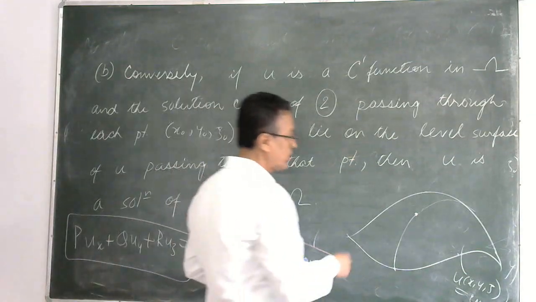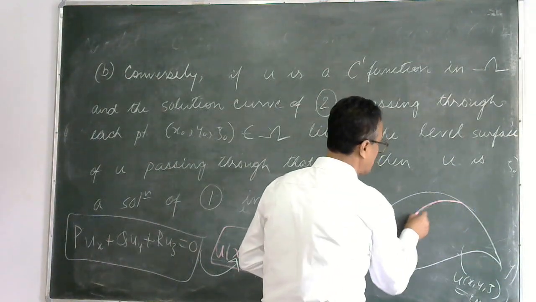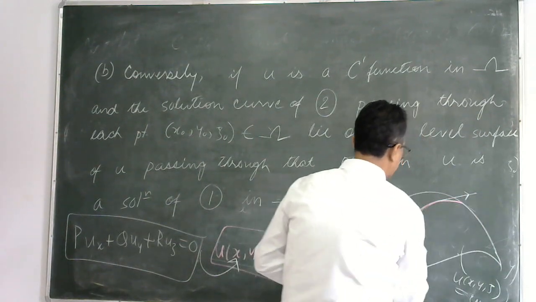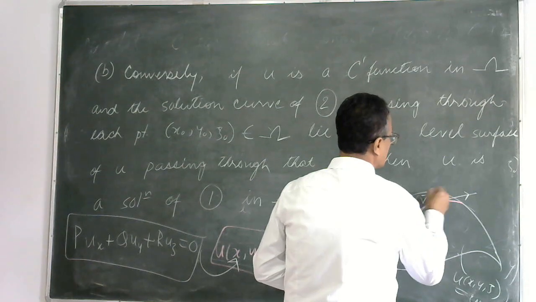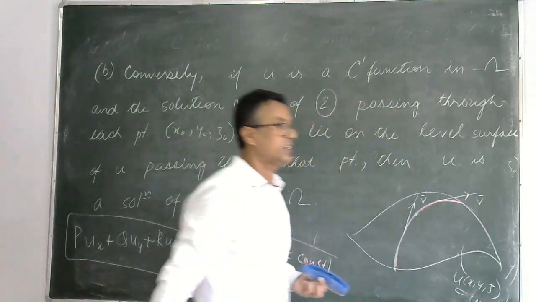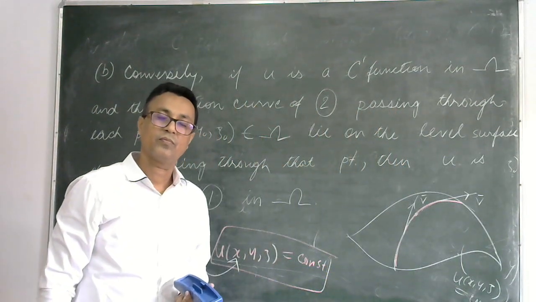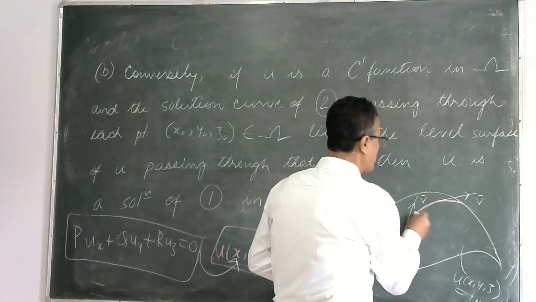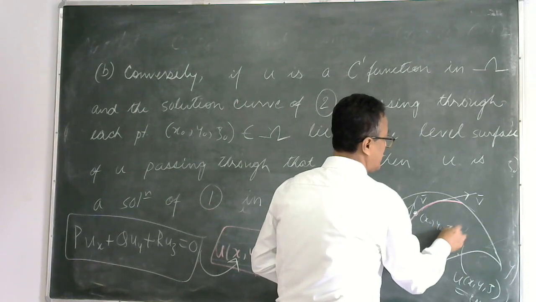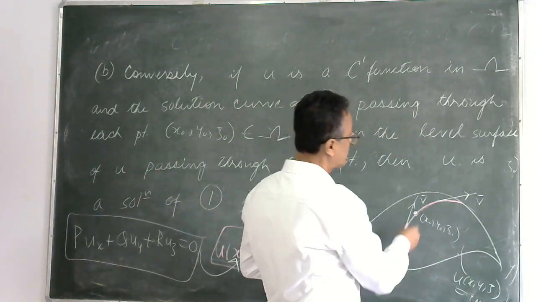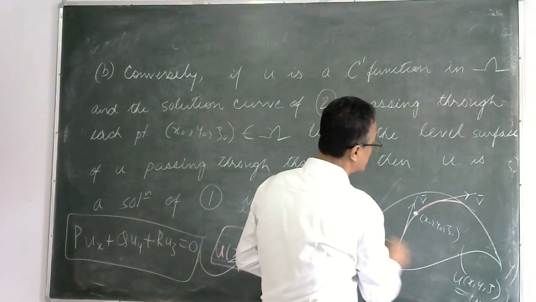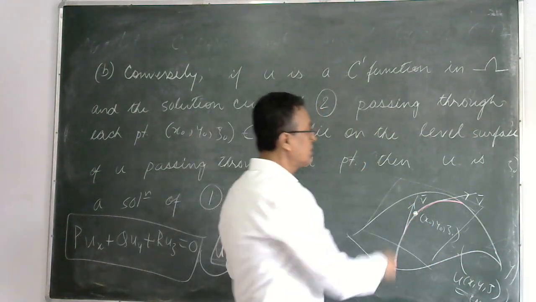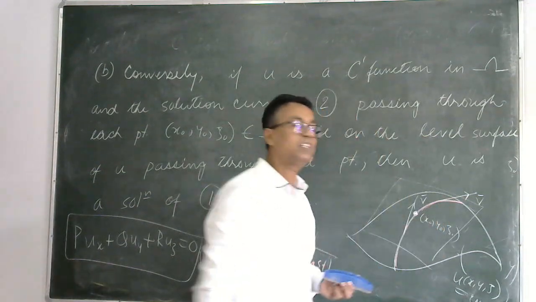So now what is going to happen? Suppose this is an integral curve. That means at each point v is going to be a tangent, isn't it? Are you getting my point? So consider a point here, x naught, y naught, z naught. At this point, if you draw a tangent plane, then this v is going to lie on the tangent plane, isn't it?